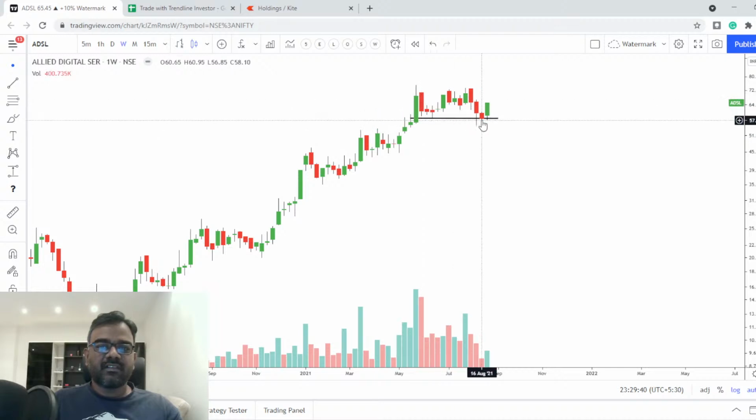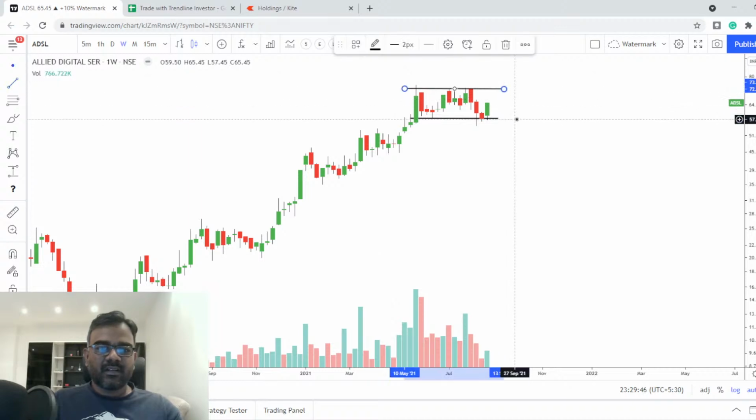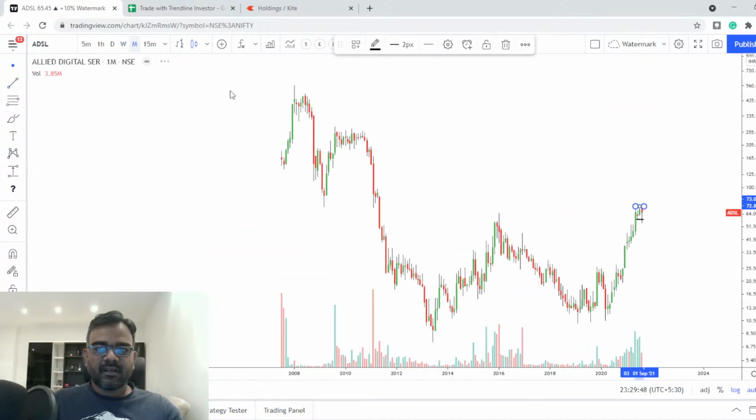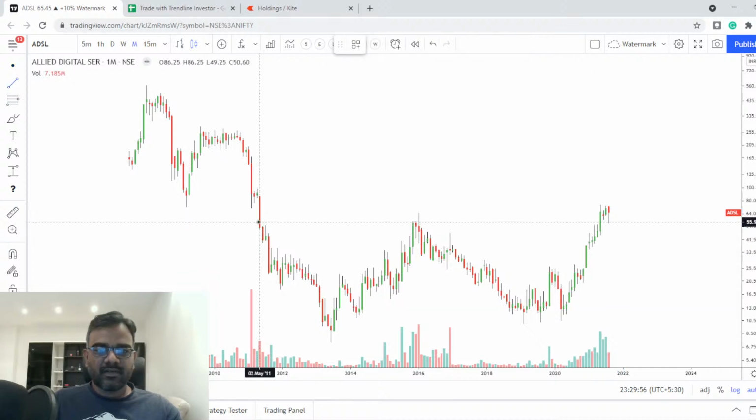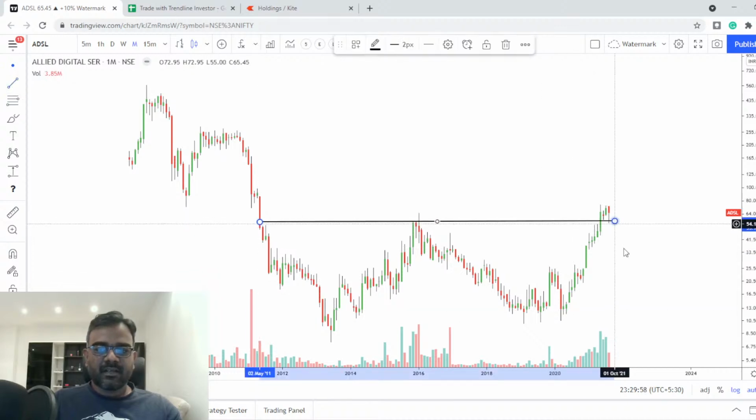This is a perfect reversal from the weekly support, and this is a rectangle consolidation. So it's a beautiful setup. If it crosses 73 odd levels, then it can go much higher. Just looking at the long-term charts, it seems like it has given a breakout, and it's just a breakout retest. So this is the breakout zone, and it's a double bottom.